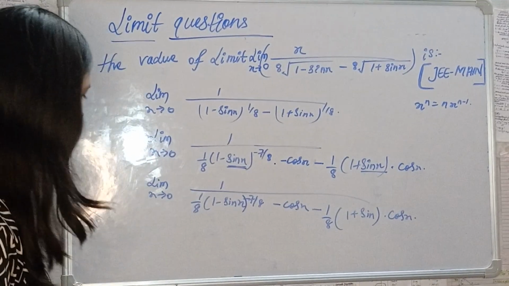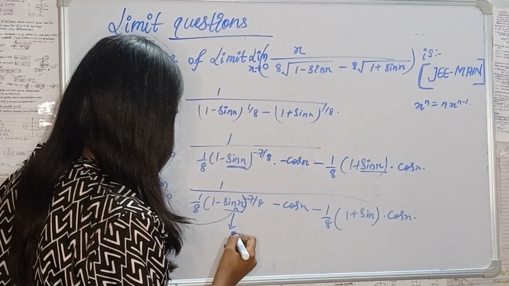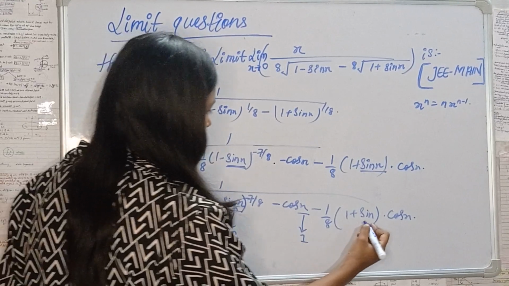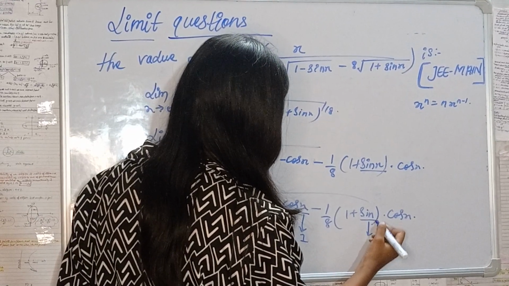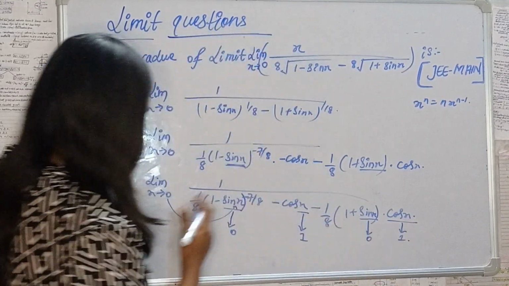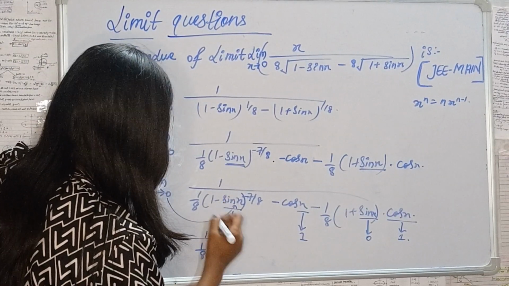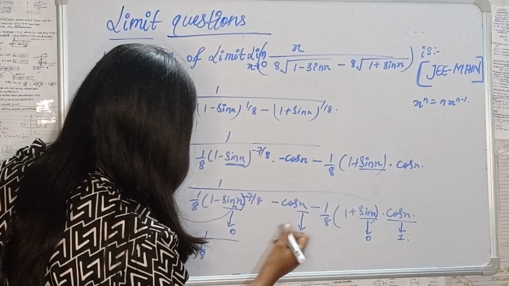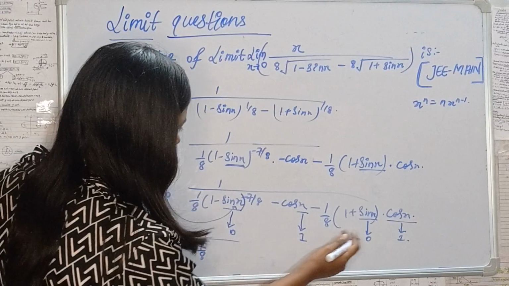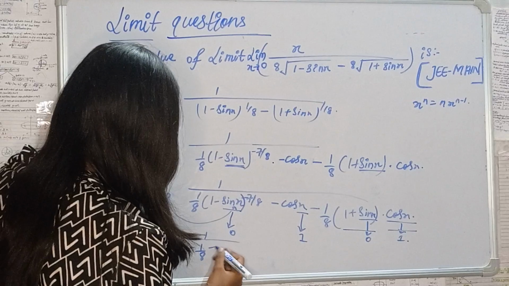Now let's put in the values. If I put 0 over here, sin 0 is 0 and cos 0 is 1. So sin x is again 0 and cos x is again 1. After putting all those values, 1 upon 1 by 8 times 1 minus sin x to the power minus 7 by 8 reduces to 1 only, and we are left with minus 1 because it is in multiplication. Again this is 1 and this is again 1. So 1 into 1 is 1, minus 1 upon 8.